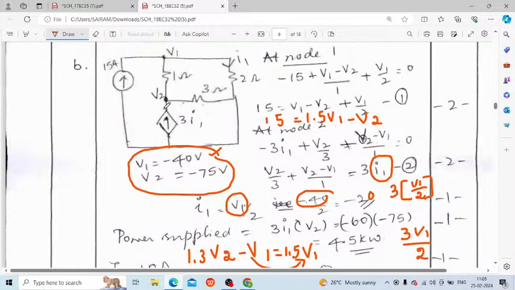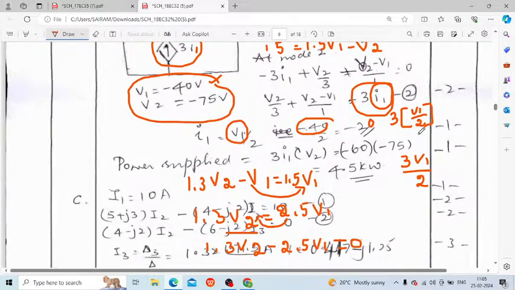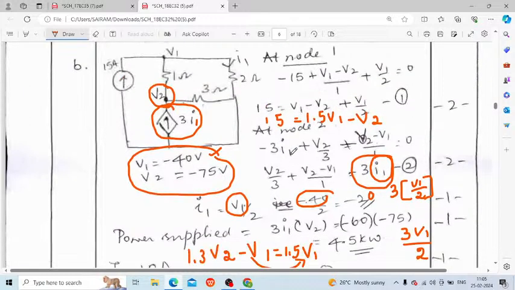I hope you got one important thing: if there is a node present with a dependent source, you write the node voltage equal to the dependent source. This node voltage will become equal to this dependent source. That is why we have written it directly over here, right? In the case of power supplied, you want to find the power supplied by the dependent source. The power supplied by the dependent source is the dependent source 3I1 into the voltage, I into V, so this is 3I1 into V2. This one you are going to do.